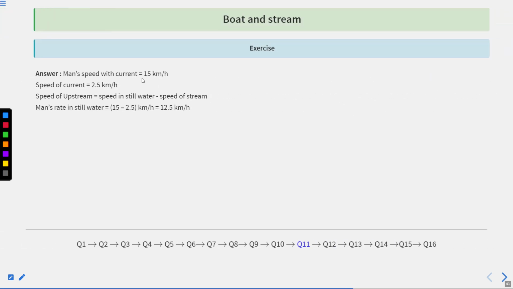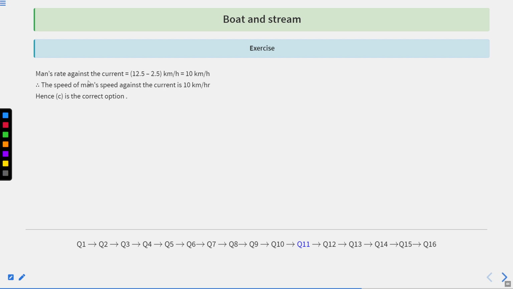So man's speed with current is 15 km per hour. Speed of current is 2.5 km per hour. So the speed of upstream is equal to speed in still water minus speed of stream. So the man's rate in still water will be 12.5 km per hour. So man's rate against the current will be 12.5 minus 2.5 km per hour, that is 10 km per hour. Therefore, the man's speed against the current is 10 km per hour. That is option number C. So the correct option here is option number C.